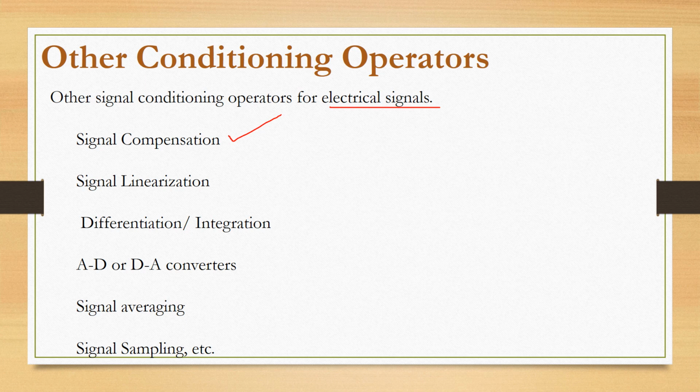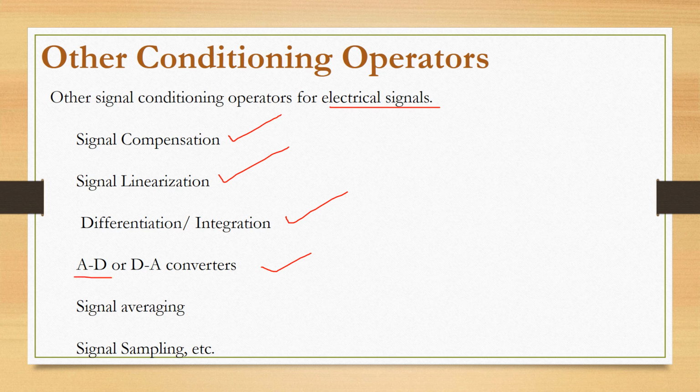Then other operations are also performed by signal conditioning elements. For example, signal compensation, then signal linearization, differentiation or integrations. Sometimes signals are received from multiple sources, then you need to integrate them. Sometimes you are receiving the signal from one source and you have to divide into multiple sources, then in that case you need differentiation. Then another very important operation is analog to digital or digital to analog conversion.